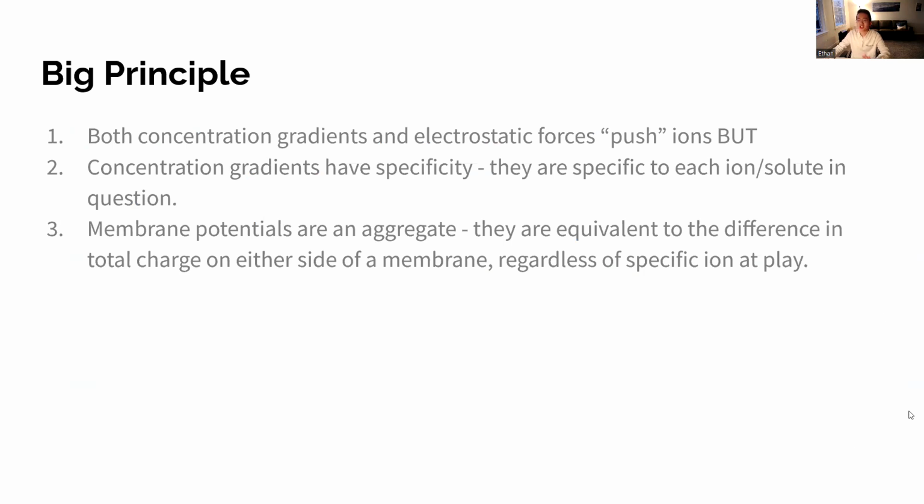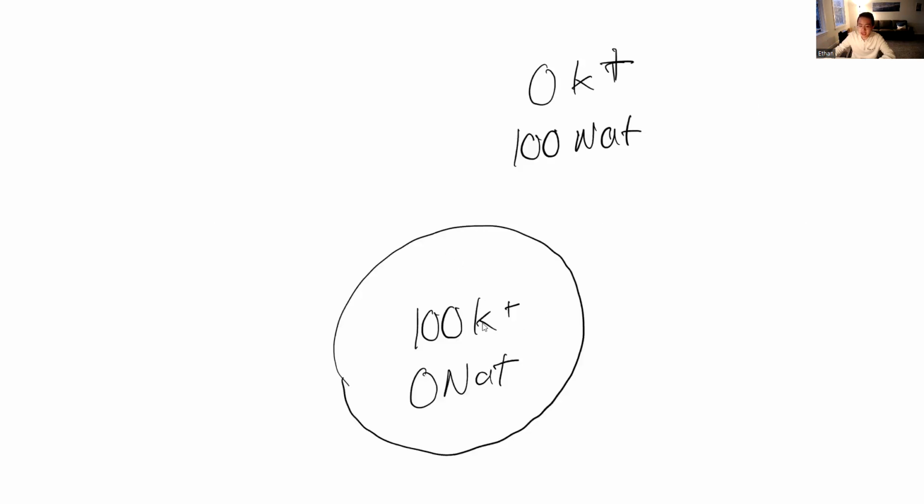They are equivalent to the difference in total charge on either side of a membrane, regardless of the specific ion at play. What do I mean by that? Let me give you an example. Let's say you have a cell with 100 K plus inside, 0 Na plus inside, 0 K plus outside, and 100 Na plus outside. And I know it looks like NaT, not Na plus. My penmanship is atrocious. I apologize. I'm working on it. Will I improve? Unclear, but I know it's bad and I apologize.